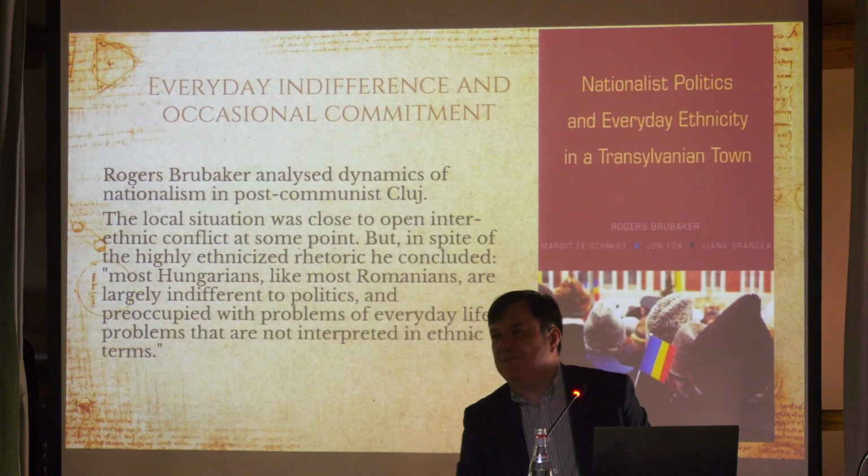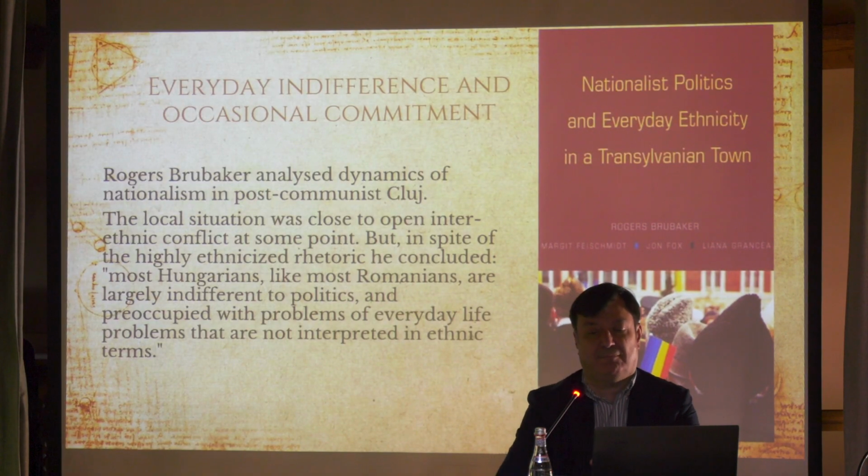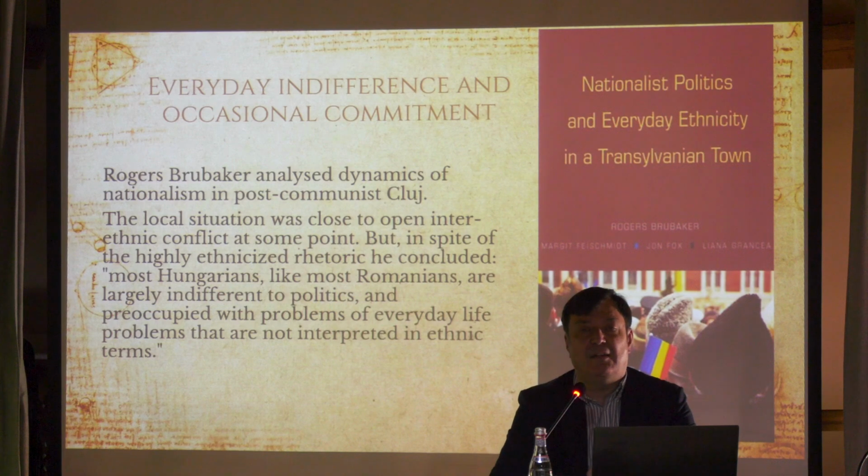The second thing is from here, of course, from Cluj, the famous book by Rogers Brubaker and associates. He analyzed dynamics of nationalism in post-communist Cluj. And as you know, the local situation was very close to an open inter-ethnic conflict at some point. There was a highly ethnicized rhetoric centered around the main square in Cluj, and the statue of Matthias Corvinus and the column of Trajan, etc. You know all those things better than me.